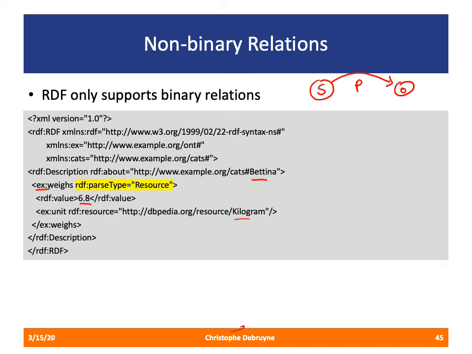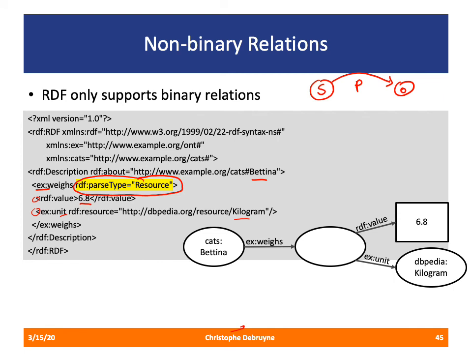Now remember, a property can only have one value, and here I have 2, which is not possible unless I instruct the RDF processor to parse this property as a resource, and then it will work. This will become a resource with 2 properties, being RDF value and unit. Now, graphically, this looks as follows.